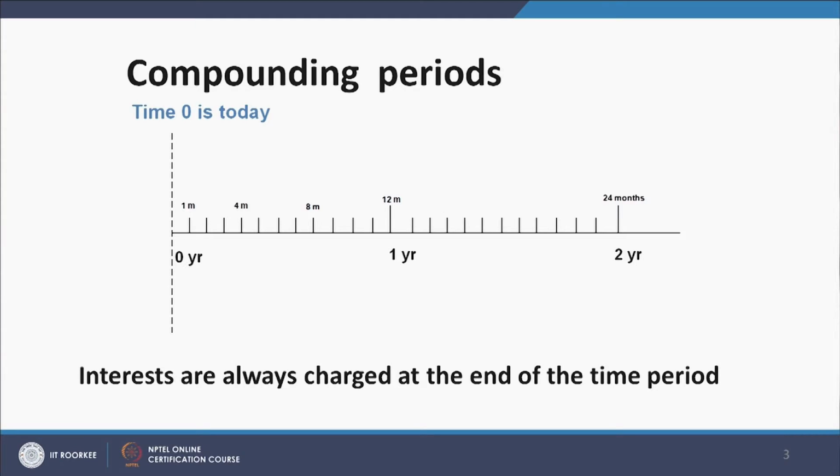There are typical compounding time frames for various financial instruments. Now, different compounding periods as shown here can be applied. Compounding can be per year, per month, per day, per 3 months, etc. It should be noted that interest is always charged at the end of the time period.